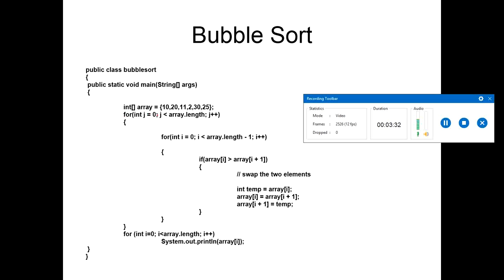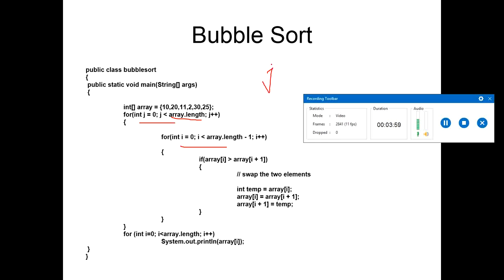So we have assumed an array, and the array has 6 elements. You might know the array.length property. So we have 2 loops, the outer loop and the inner loop. The outer loop is for traversing the array and the inner loop is for making the comparison. So what we are doing is, for j equals 0 and j less than array.length, j++.